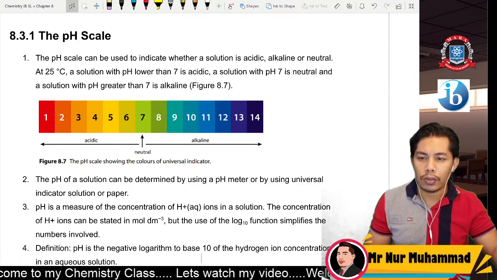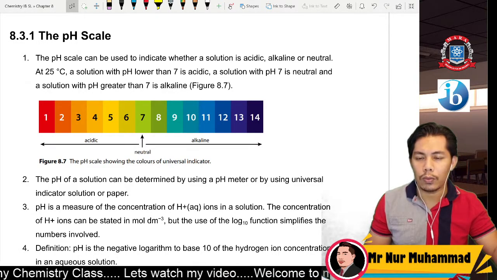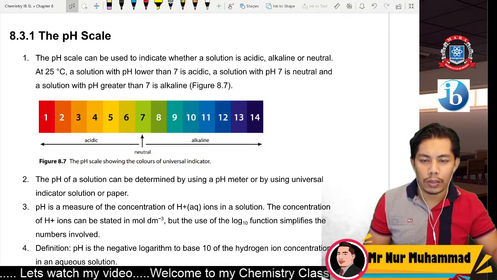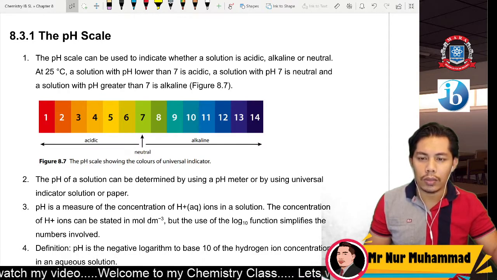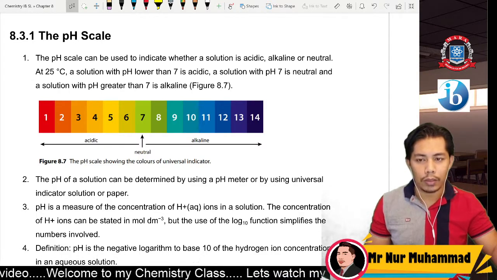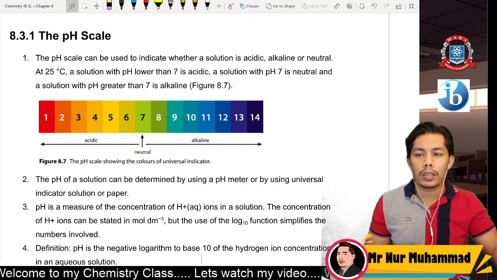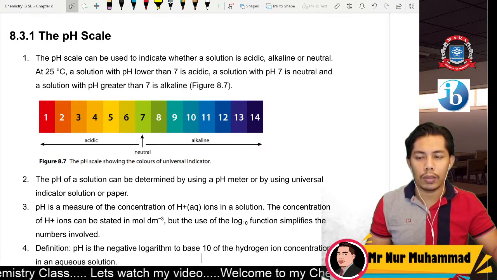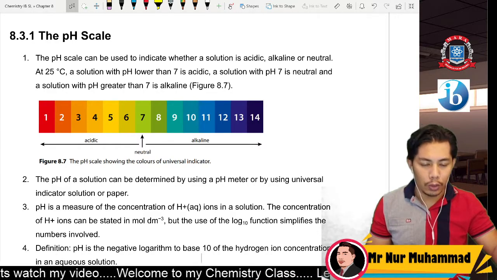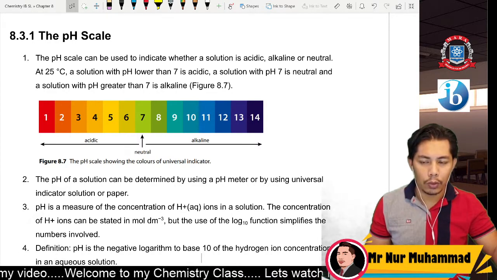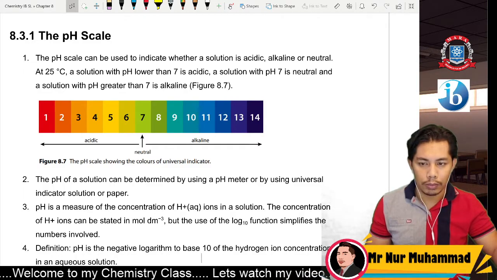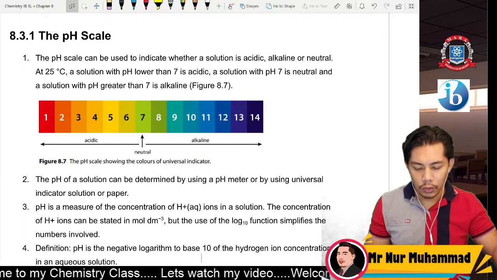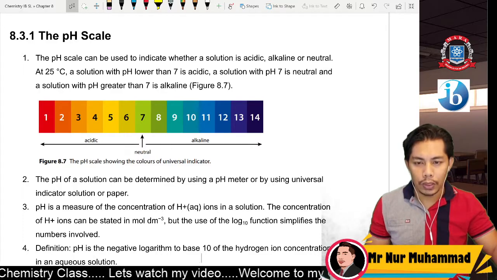At 25 degrees Celsius, a solution with pH lower than 7 is acidic, a solution with pH 7 is neutral, and greater than 7 is alkaline. But you have to make sure that this is at 25 degrees Celsius, and if the temperature increases or decreases, it will affect the result of the pH value. So the pH value is affected by temperature. Remember that.